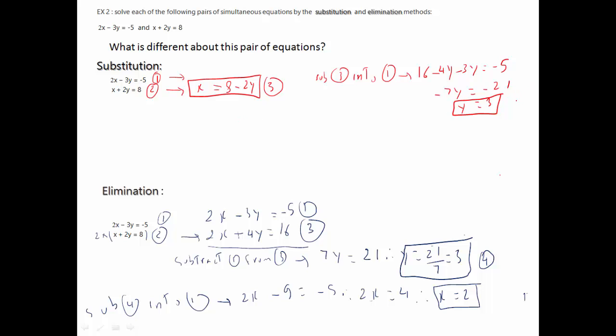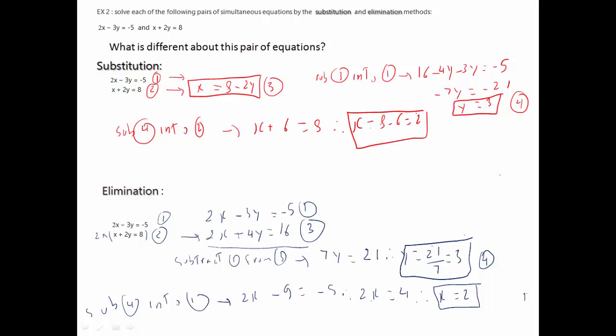And we call that equation 4. Now substitute 4 into 2 would give us that x plus 2 times 3 is 6 equals 8. Therefore x equals 8 minus 6 equals 2. So we got exactly the same method, and as you see here, substitution is actually a bit easier and has less steps in this particular instance than elimination.